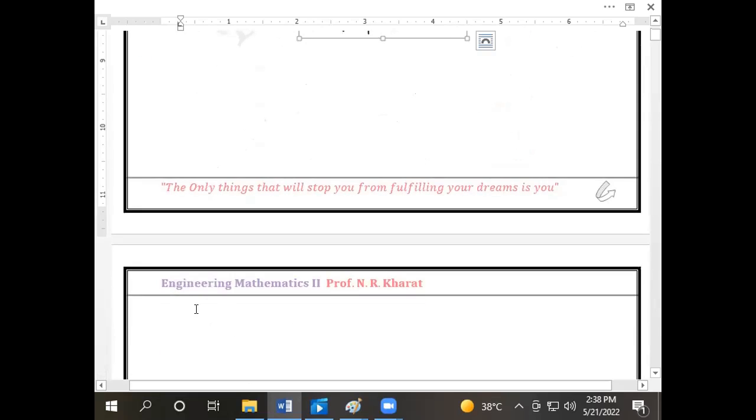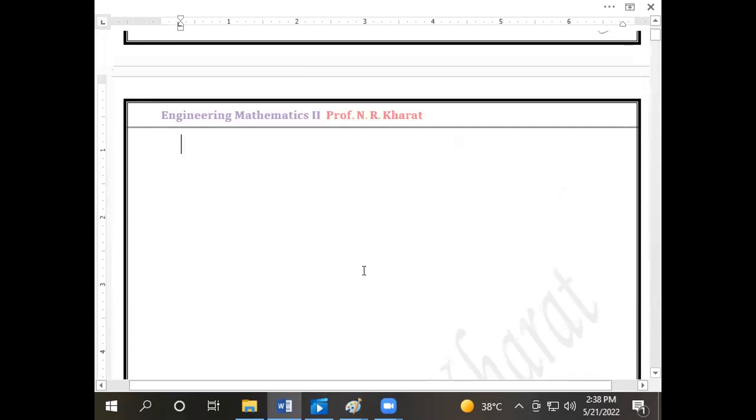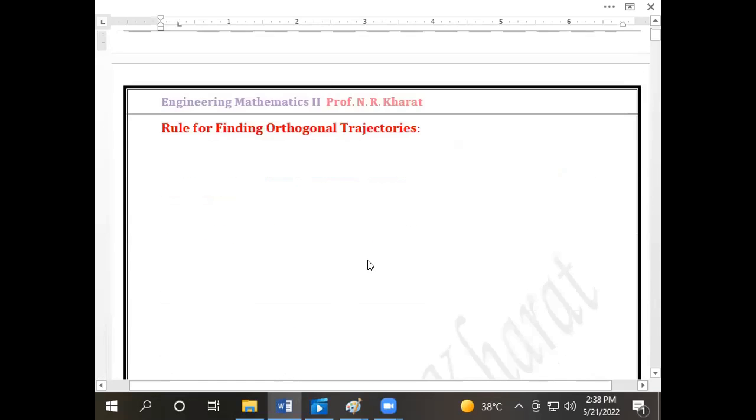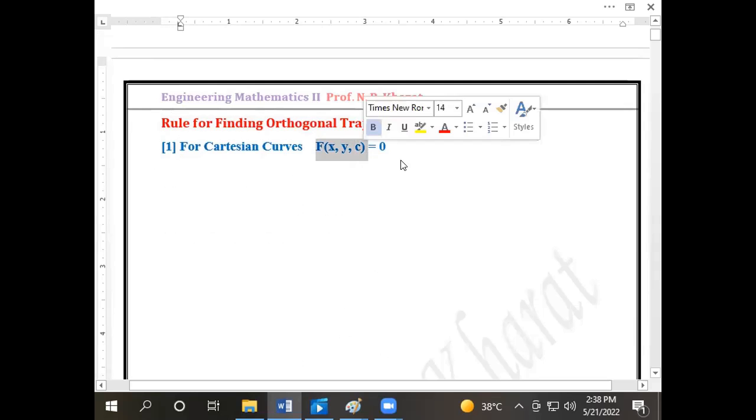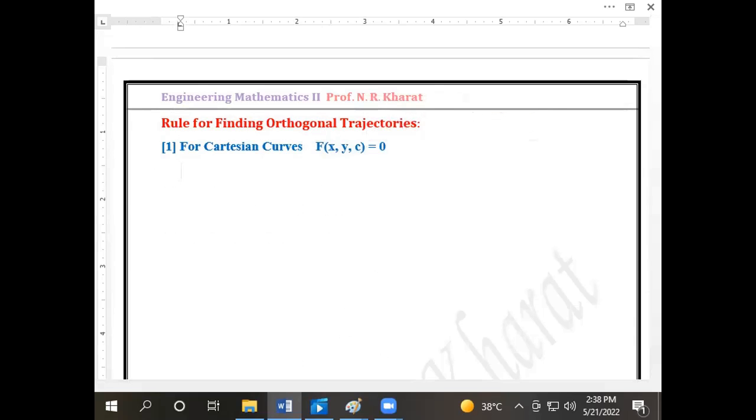So there are two different types of orthogonal trajectory, depending on your equations. First, how to find the orthogonal trajectory of functions in Cartesian form. Cartesian form means the equation which contains x and y with some constant. C is a constant, and x and y are the variables of your function. In this case, how do we find the orthogonal trajectory of the given family?